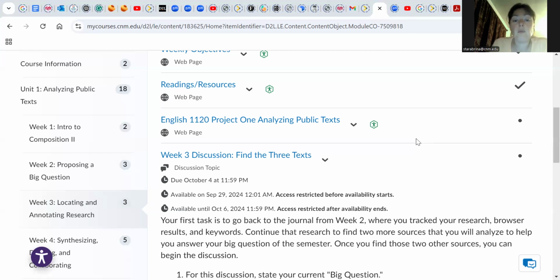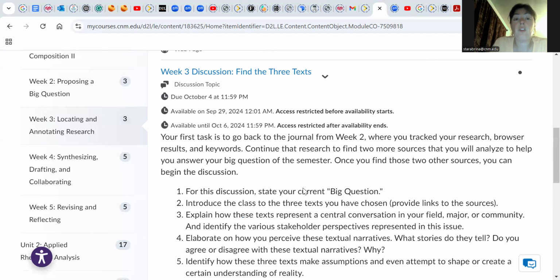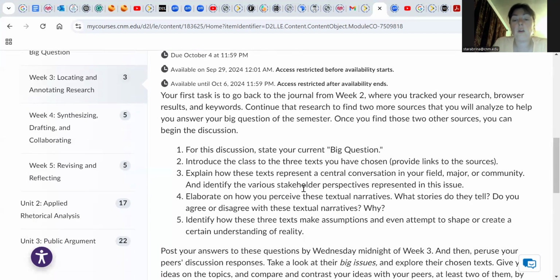Okay, and now back to our tasks for this week. So week 3 discussion, find the 3 texts. This means that you should finish your library research and determine what sources you will be using for your Project 1. And here again, you will reflect on your current state of things with your project, and your classmates will help you with their fresh ideas.